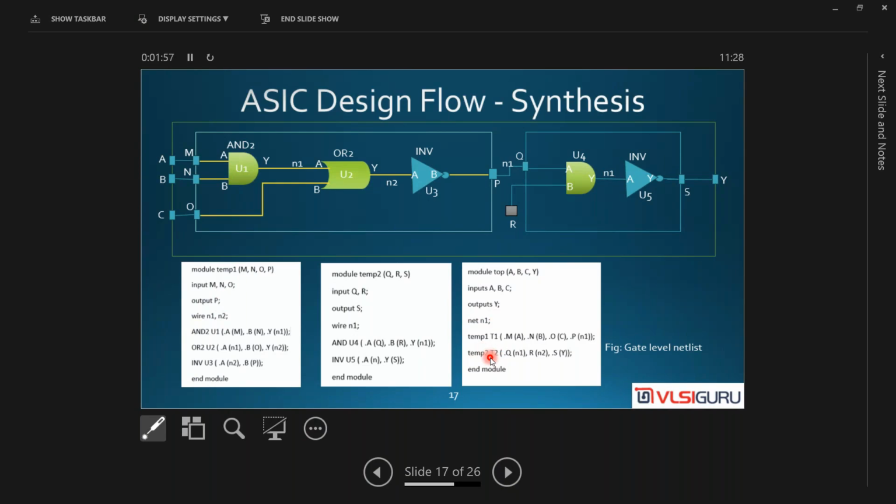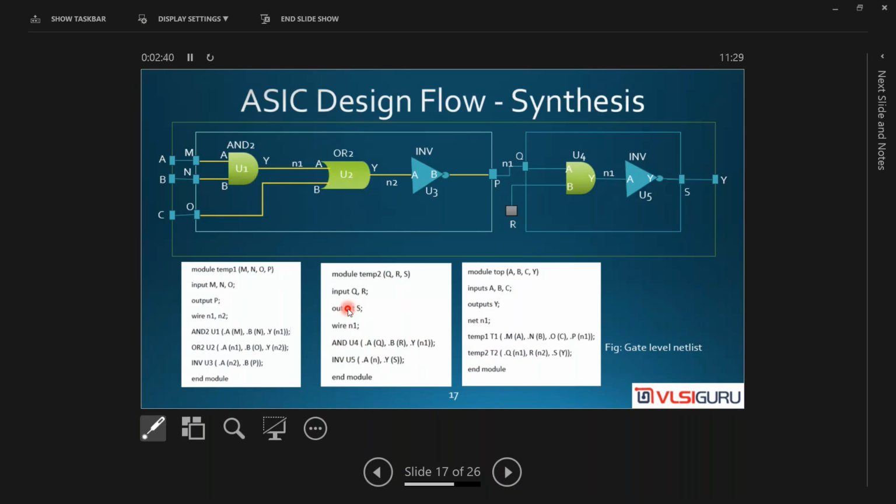Another thing is called over here, temp2, right? This module is nothing but temp2. Inputs are Q and R, output is S. Only N1 is present. And what all things are there? AND gate and inverter. So this being my top module, it's calling temp1 and temp2. Temp1 and temp2 themselves have some basic gates, some of the functionality, you can say. Correct. So that is what your netlist will look like.